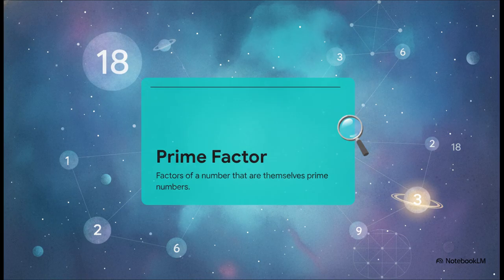Let's take the number 18. The regular factors of 18 are 1, 2, 3, 6, 9, and 18. But if you look at that entire list, only 2 and 3 are prime numbers. So the prime factors of 18 are just 2 and 3. They are the absolute bedrock of that number.